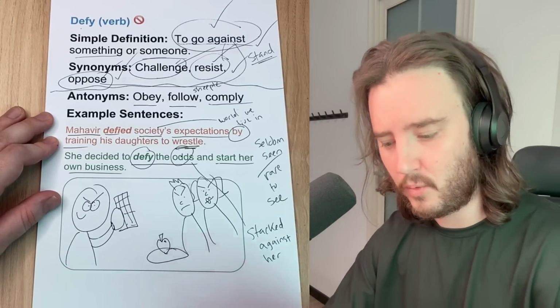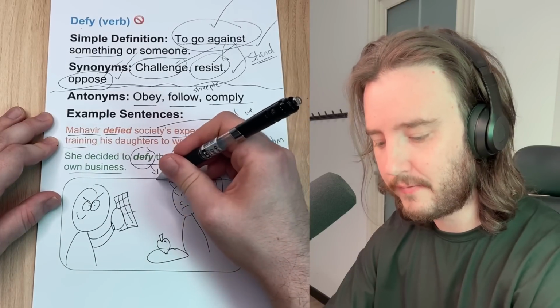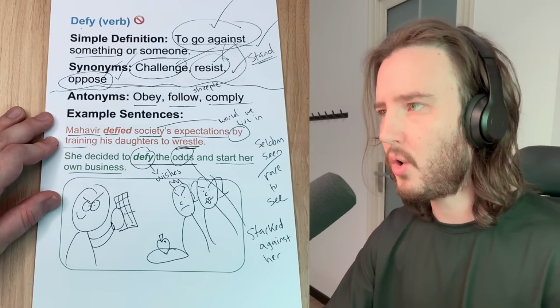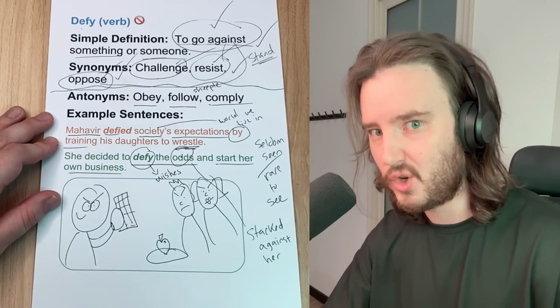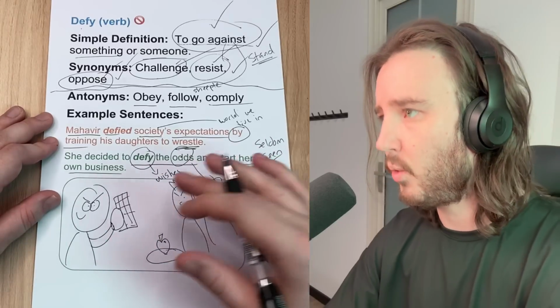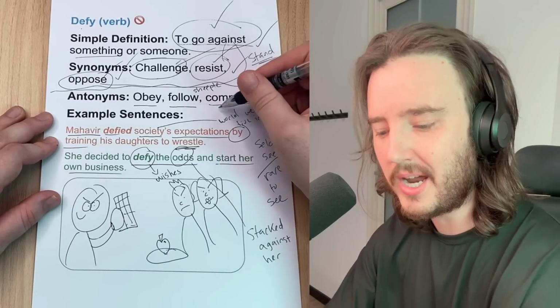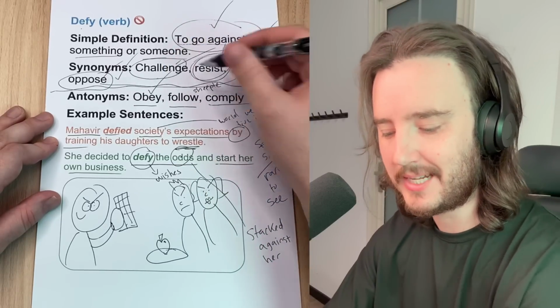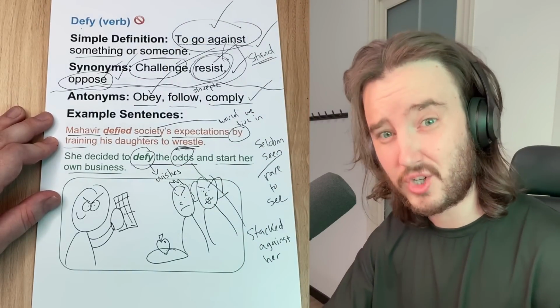That's another way we could use this word. You can defy someone's wishes. In other words, you can say no to the thing they want you to do, right? There is a thing someone wants you to do. You do not comply. You do not obey. You resist and you defy their wishes.